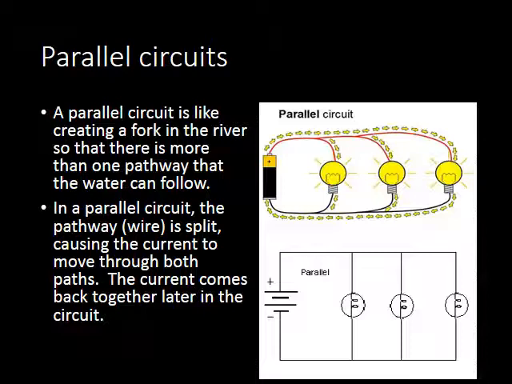You can see where the split is, where the charge is, by the little yellow arrows on the diagram. You can see where they split, and some of them go to the first resistor, and some of them continue on, and some of them go to the second resistor, and some of them continue on, and some of them go to the third resistor, and eventually, before they come back to the battery, they all meet back up again. So in this parallel circuit, we split our wire. The pathway gets split, and that causes the current to move through all three paths, and then they come back together later in the circuit.